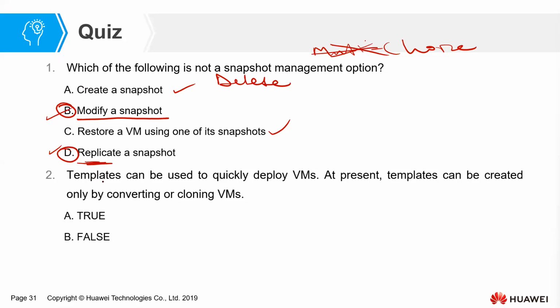Thank you. So templates can be used to quickly deploy virtual machines. At present, templates can be created only by converting or cloning virtual machines. True or false? Give me your answer and tell me why. True. Why? You can create a template by converting it from a virtual machine, but you cannot modify it unless you convert it back to a virtual machine. So you are saying the answer is what? True. Okay, you're saying the answer is true. And you're saying because? You can create a template from a virtual machine, and you can also create a virtual machine from a template, but you cannot modify the template.